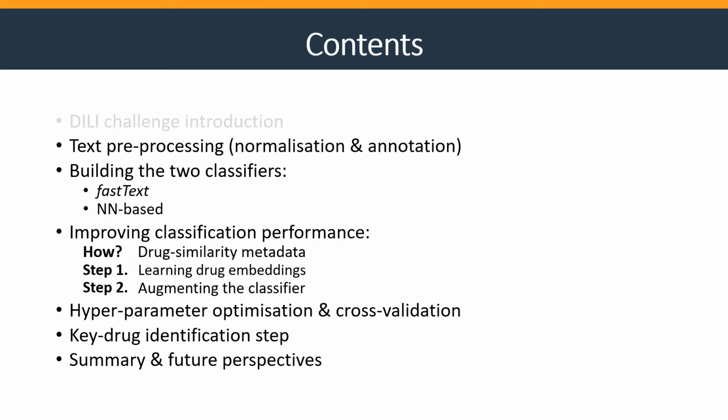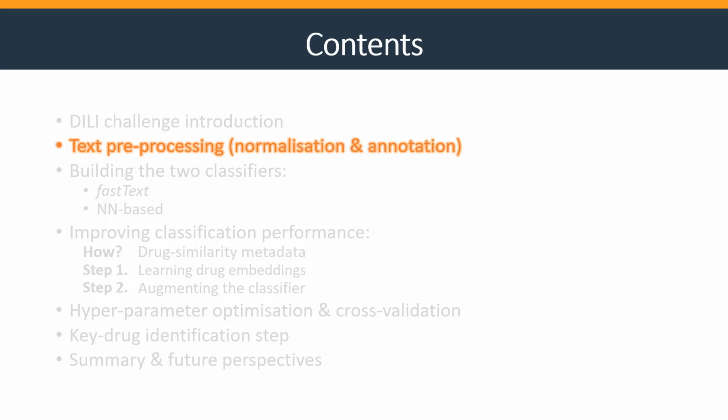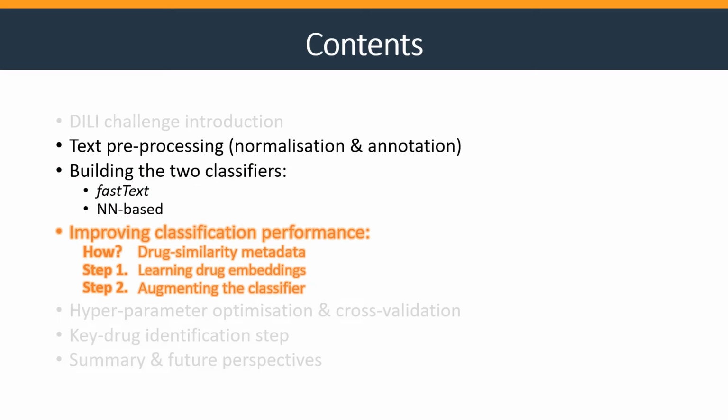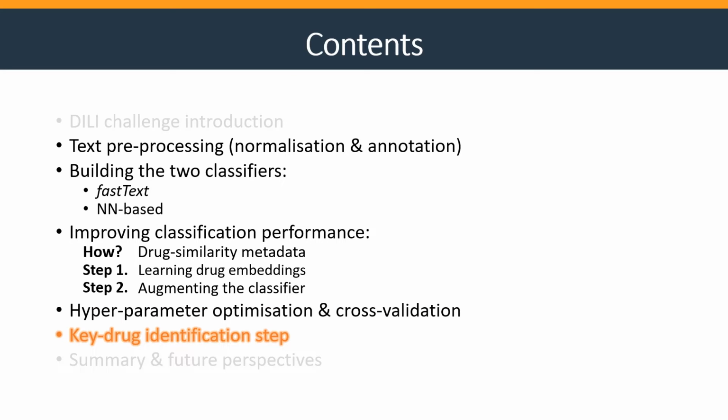Now, with the introduction out of the way, I will briefly go through the contents of this presentation. I will first talk about the text preprocessing that we are doing, and this includes normalization as well as annotation. Then the 2 classifiers that we use, fast text as well as a neural network based one that we are building. I will focus on the second one and explain how we are improving its classification performance by appending drug similarity metadata to it. Then talk about the hyperparameter optimization that we are doing, as well as how we conduct our cross-validation. Quickly go through the idea of Keydrag identification, and then finally summarize everything and talk about future perspectives.